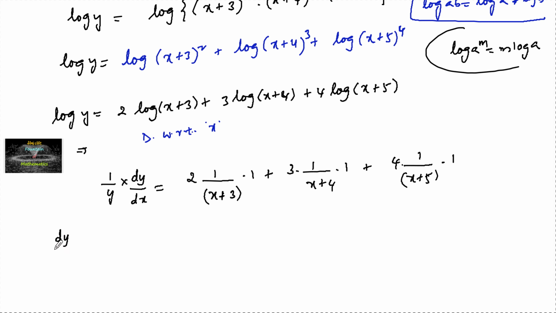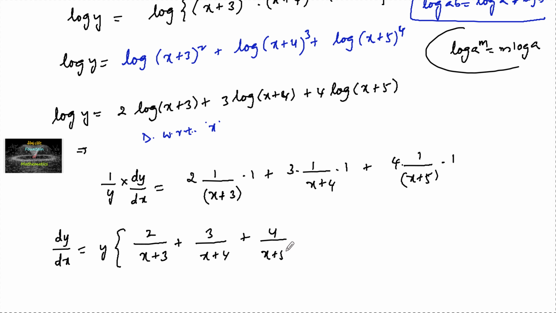So we can also write this as dy by dx is equal to y times 2 upon x + 3 plus 3 upon x + 4 plus 4 upon x + 5.